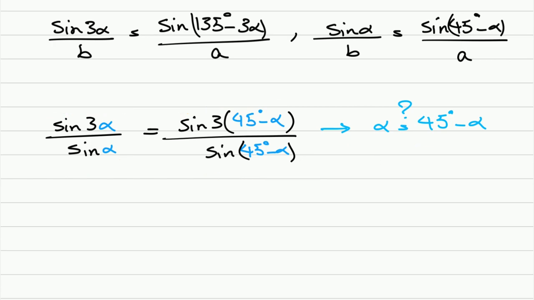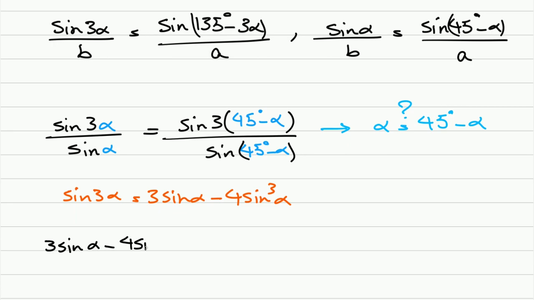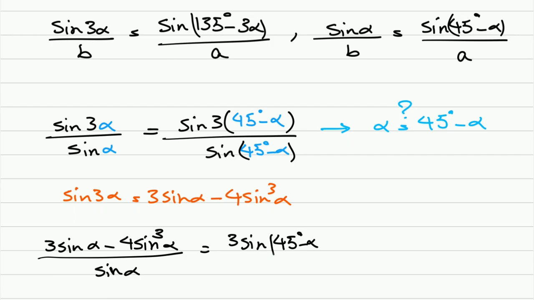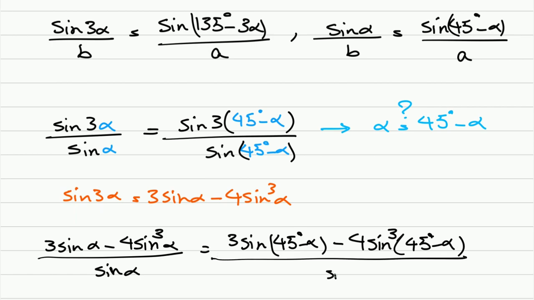But to prove it, let's use this trigonometric formula. Sine of 3 times alpha is equal to 3 times sine of alpha minus 4 times sine cubed alpha. Now we'll apply it to our equation. We'll have 3 times sine of alpha minus 4 times sine cubed alpha divided by sine of alpha. And that's equal to 3 times sine of 45 degrees minus alpha minus 4 times sine cubed 45 degrees minus alpha. And that divided by sine of 45 degrees minus alpha.